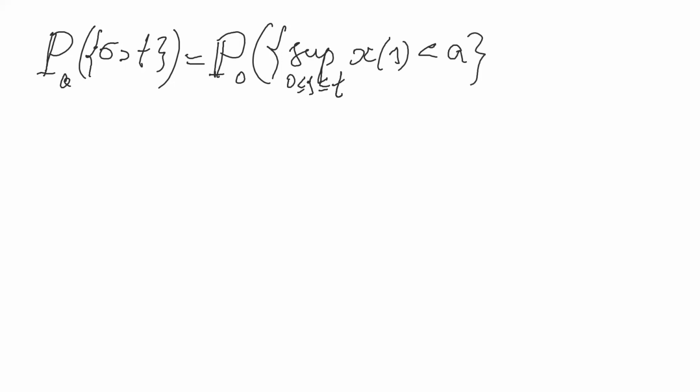It is very easy to see that, because what does it mean? That the infimum is greater than 0 if starting from A. It's the same as the infimum being greater than minus A if the process started at 0. And because our process is symmetric, this probability is the same as the probability, starting from 0, that the supremum is less than A. The infimum greater than minus A is the same as the supremum less than A.